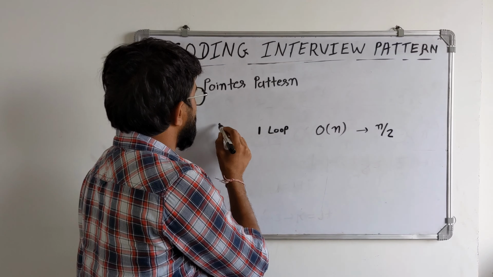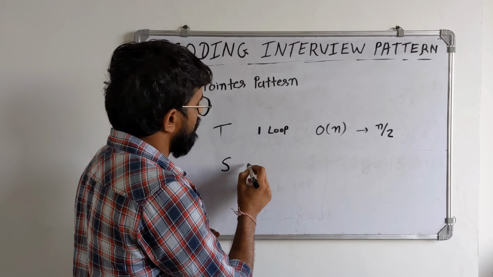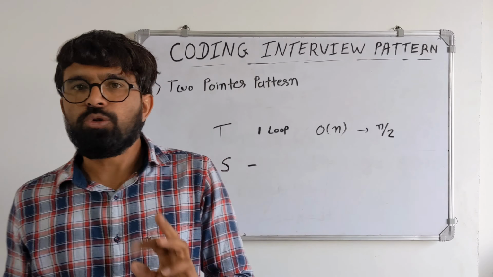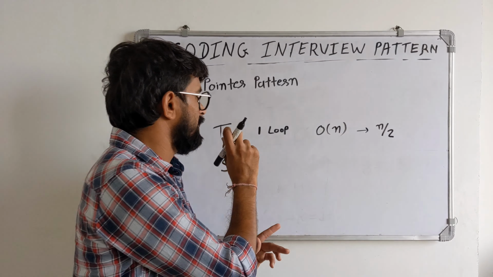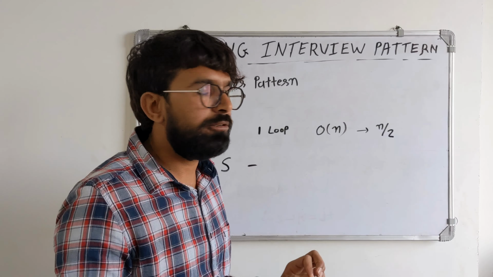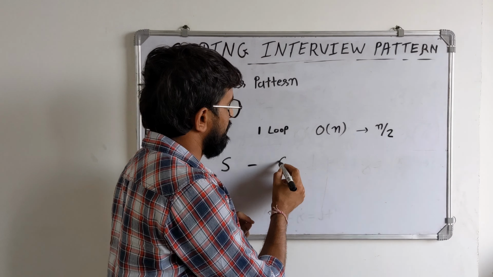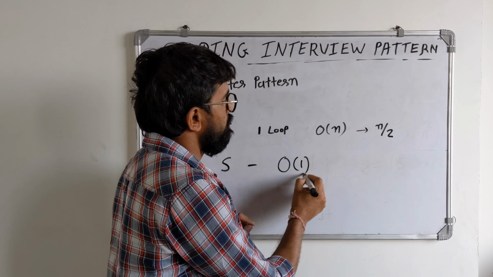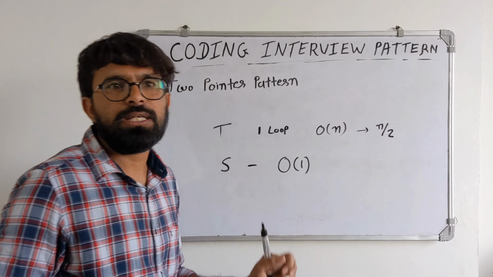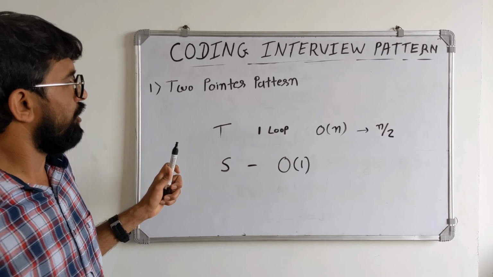So this was the time complexity. On the space complexity, we only use the variables for two pointers, pointer p1 and pointer p2, which is a constant value. So the space complexity will be big O of 1. So this is all the time and space complexity of the string palindrome problem.